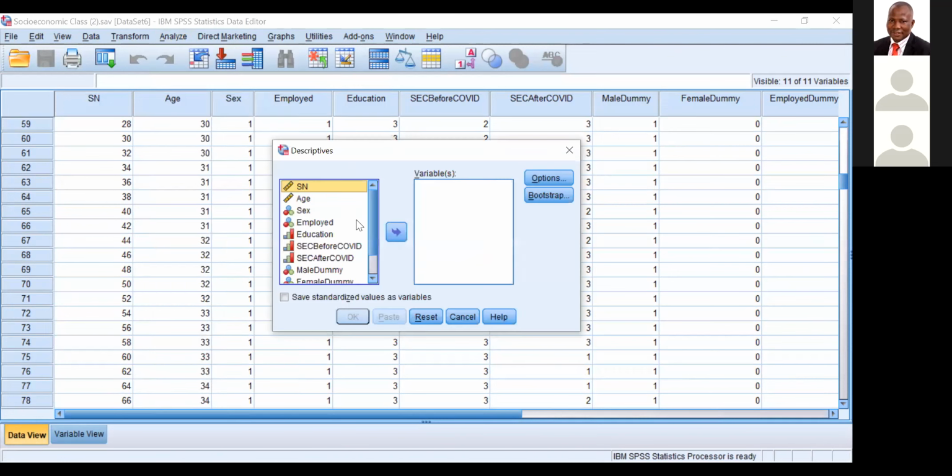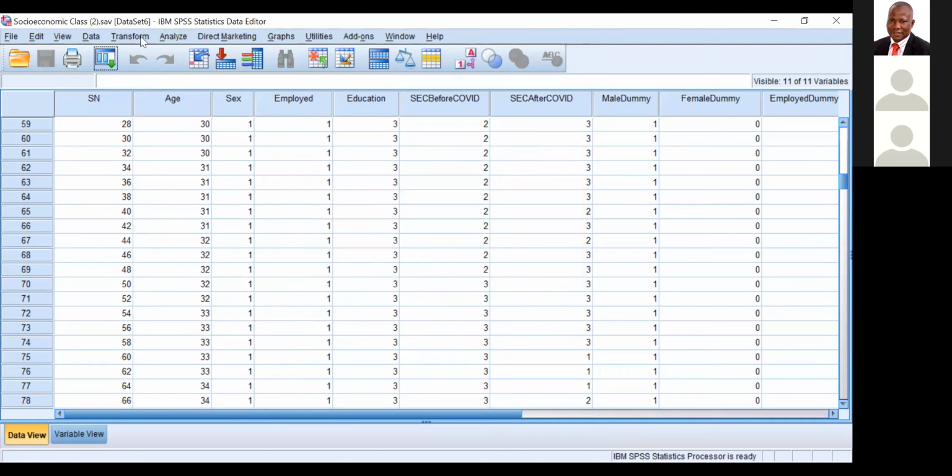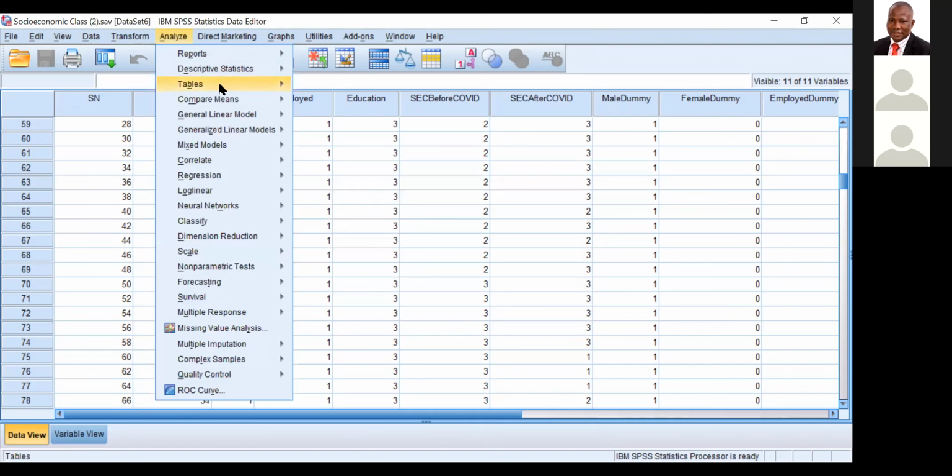Descriptive, cross-tab. No, it's cross-tab now. Click, that's not the thing. It's cross-tab. Cancel it. When you get to descriptive statistics, you now go to cross-tab. You are not going to descriptive. You have to first of all move along here. Cross-tab, yes.